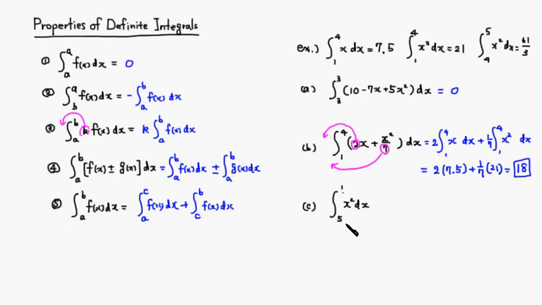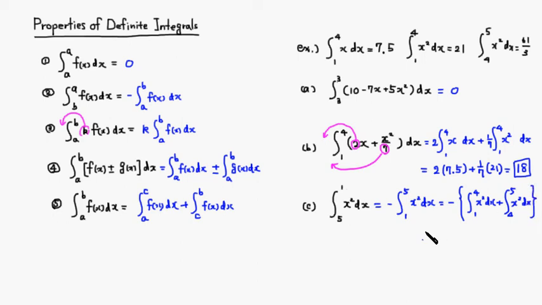How about part C? It's going from 5 to 1. Maybe we should rewrite it from 1 to 5. In order to do that, we have to put the negative sign in front. So 1 to 5 of x squared dx. But you can see that none of them is actually going from 1 to 5. So what we can do is split that in two. The negative sign is still there. Then you have the integral from 1 to 4 of x squared dx, and then we can finish it up from 4 to 5 of x squared dx.